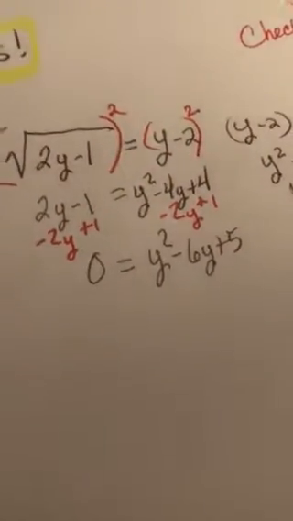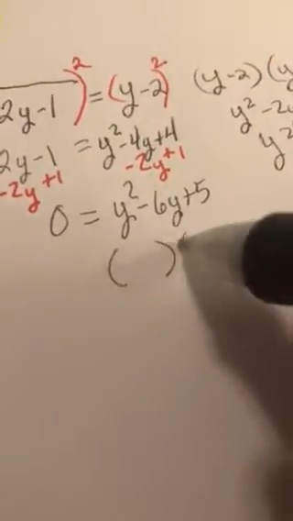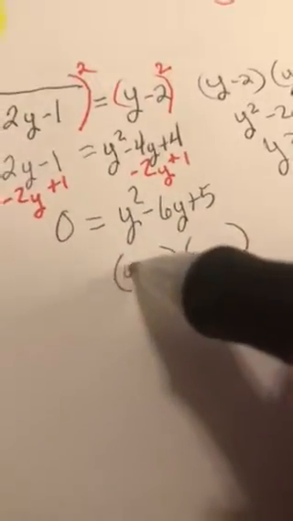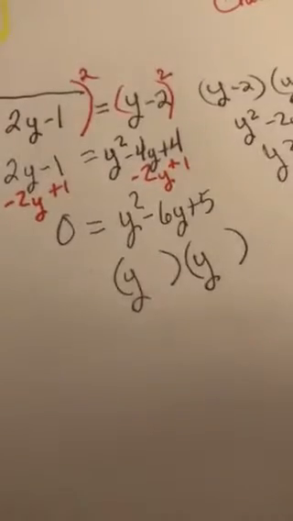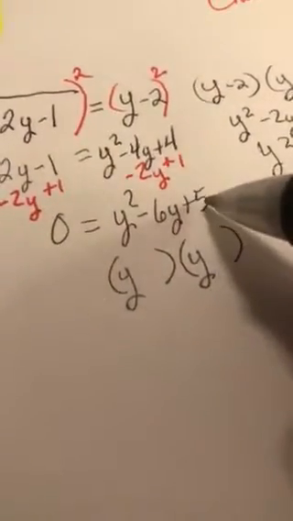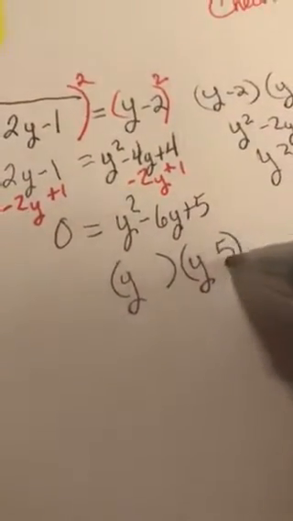All right, now we're talking. So here, now we can factor this. And so when we break this down, the first in each set had to be a y to create y squared. And to make 5, it has to be a 5 and a 1, because 1 times 5 gives me 5.